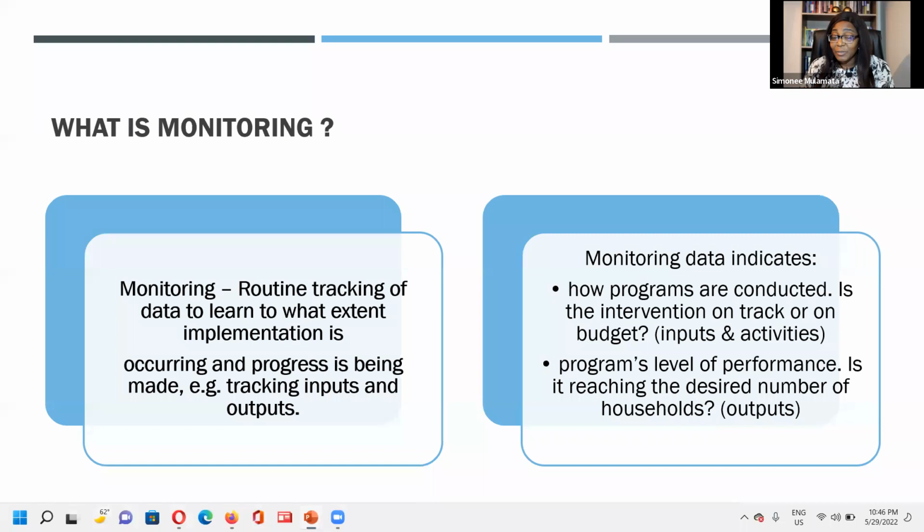And then outputs, we want to see with what I have invested, what is coming out of that. And then also the data indicates how programs are conducted and the interventions, whether the interventions are on track or on budget.